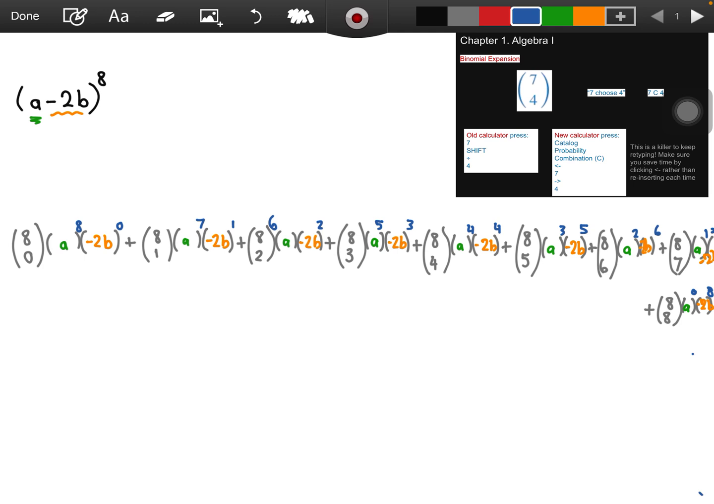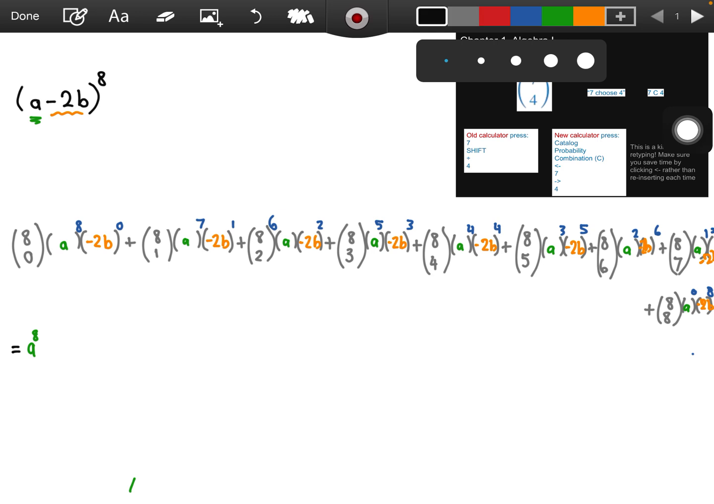Now I can get the answers for my Pascal's triangle, that 9th row, by typing into my calculator 8 choose 0. That's going to give me the number 1. Do I need to write 1? No. Then I'm going to get a to the power of 8. Anything to the power of 0 is just 1, so it's a to the power of 8 by 1, which I don't need to write.